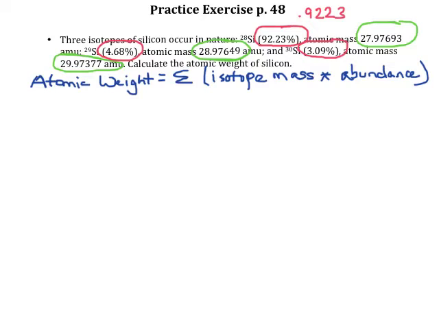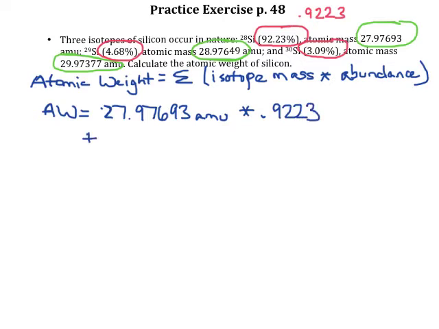Okay, so to actually set up this calculation, atomic weight is going to be equal to, now we have 3 different isotopes, so we're going to need to add together 3 different sets of numbers. I'm going to start with the first one, the one that's the most abundant, and that's silicon-28. I know that it has a mass of 27.97693 AMU, and I know that its abundance is 0.9223. I'm going to need to add that to the second isotope, so that's silicon-29.